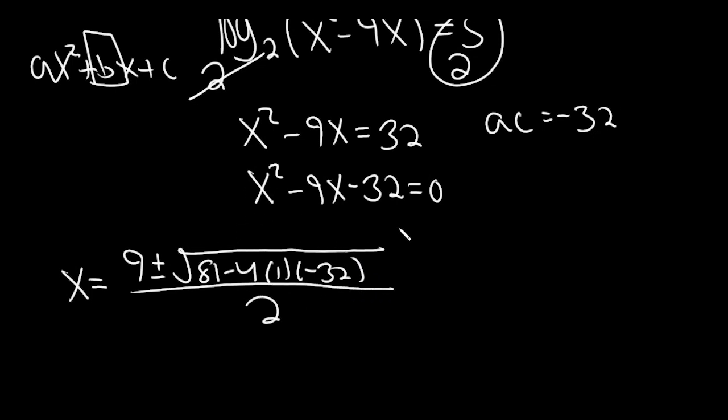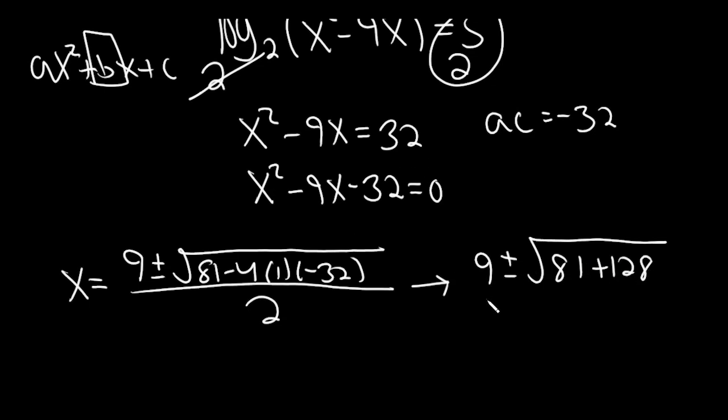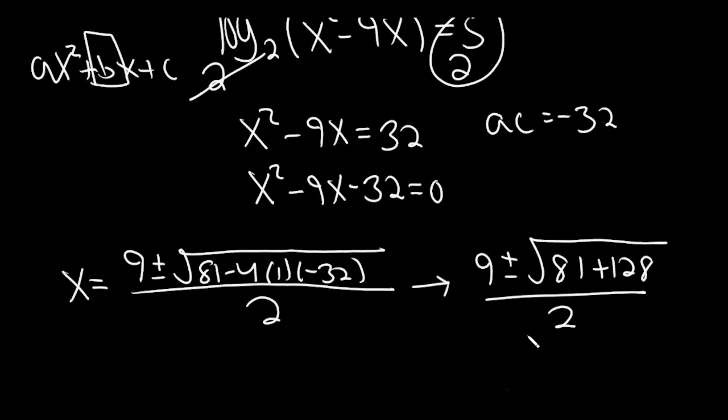And then we're going to clean up what we have underneath the square root. So continuing on here, we get 9 plus or minus square root of 81. And we have to do negative 4 times 1 times the negative 32. That will give us positive 128. And then again, all over 2. And so now at this point here, we're going to go ahead and add up 81 and 128. We're going to get 209. So we get x is equal to 9 plus or minus the square root of 209, which is not a perfect square. We're going to leave it like that.